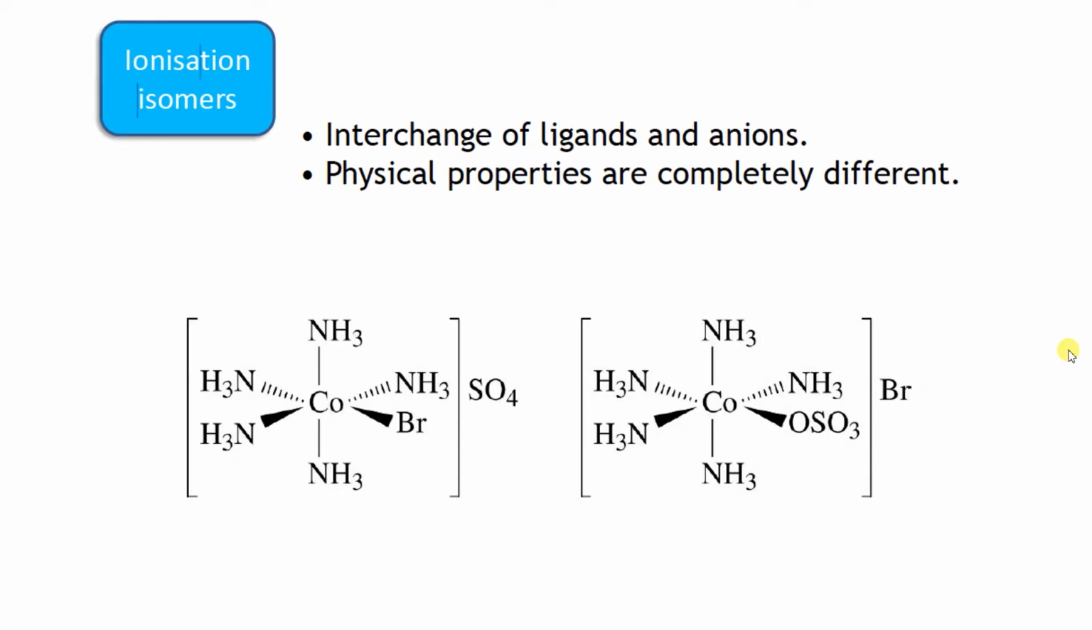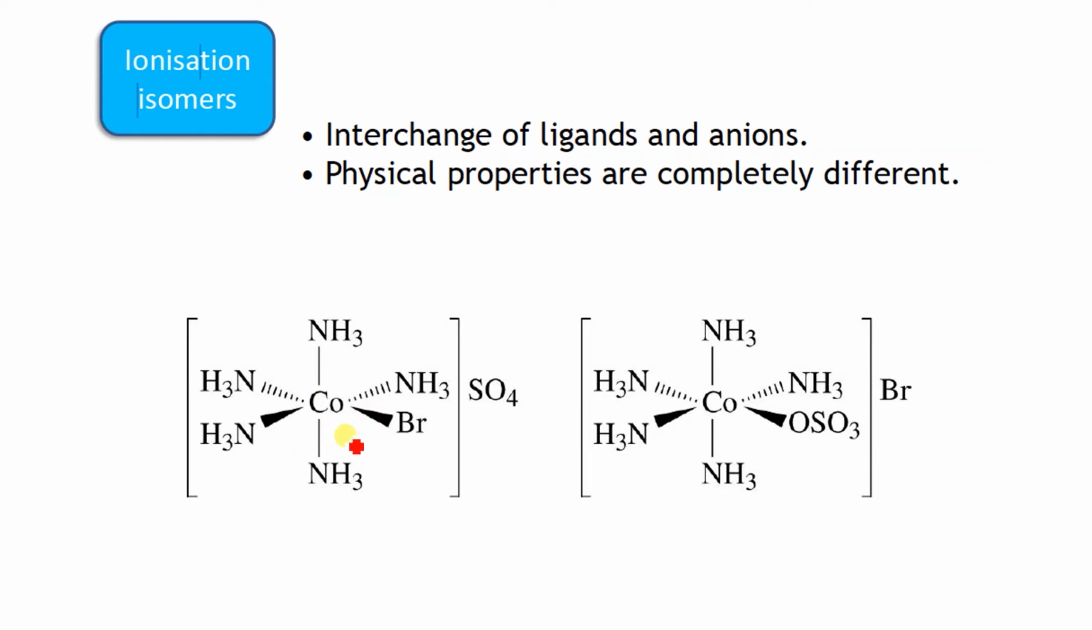Okay, now this is again the interchange of ligands and anion. How to draw the structure? This is octahedral because 6 ligands are there. How it is octahedral, that I will explain later on in the hybridization, finding hybridization for the coordination compound, there we will do. Right now, let's take this as octahedral.